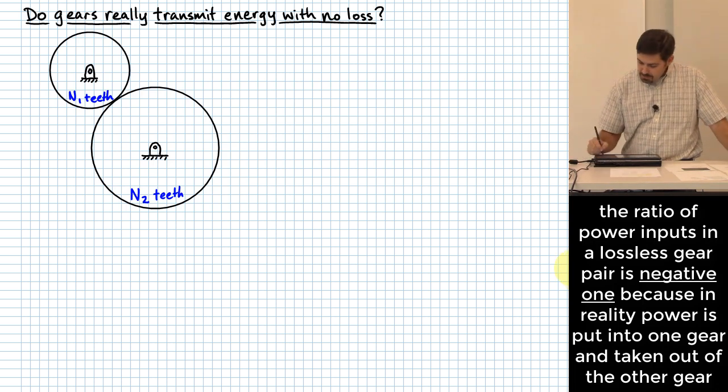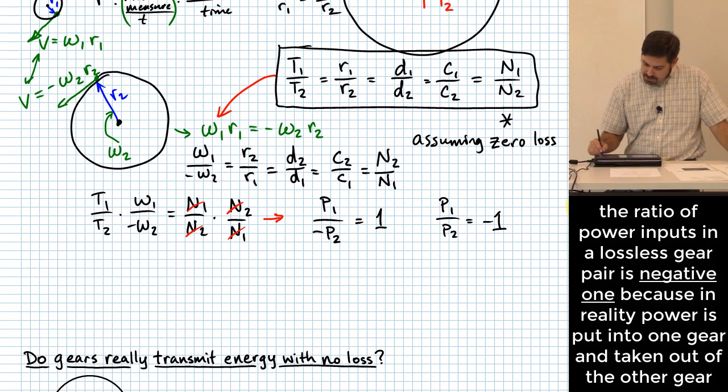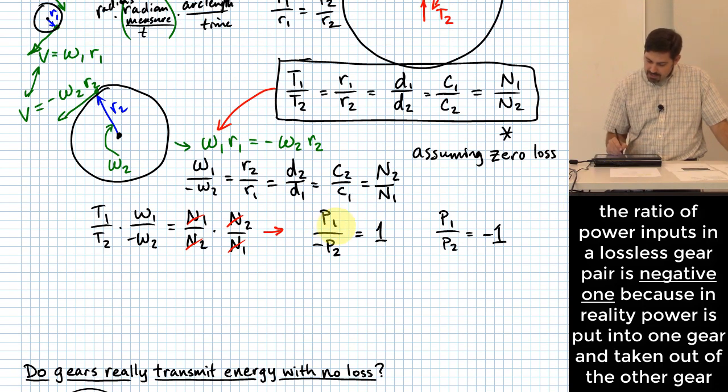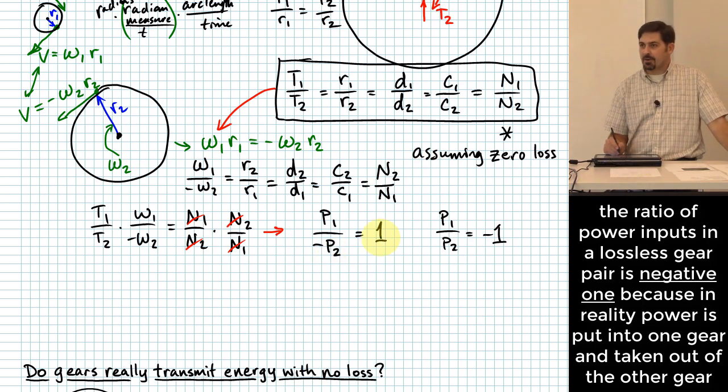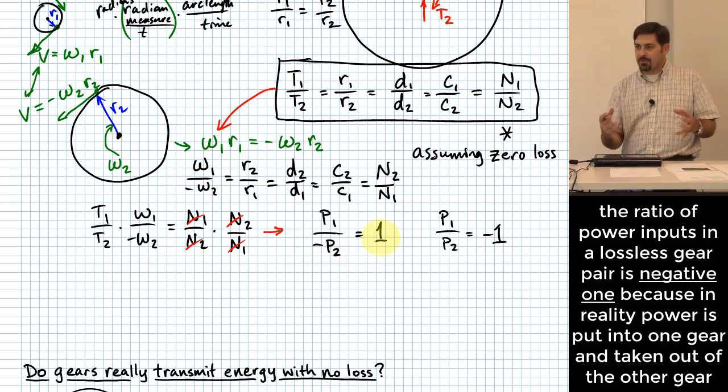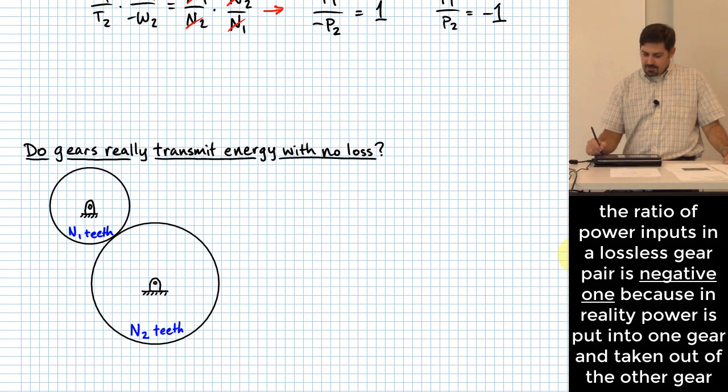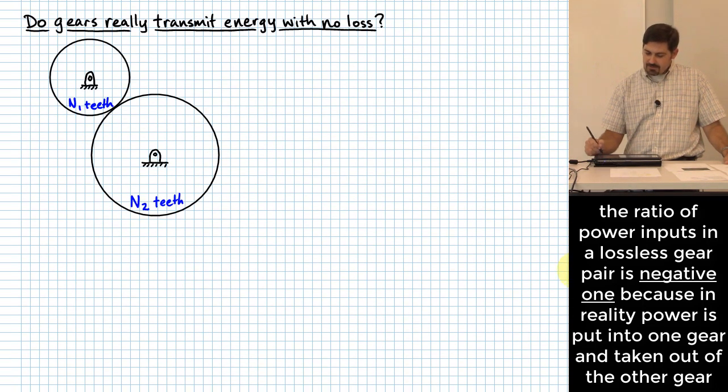It seems to imply that where we look at this ratio up here of the power in, P1, over power out, P2, they're just equal to 1. If the ratio is equal to 1, they're just equal to each other. Power in is equal to power out, right? Okay, is that really what happens?